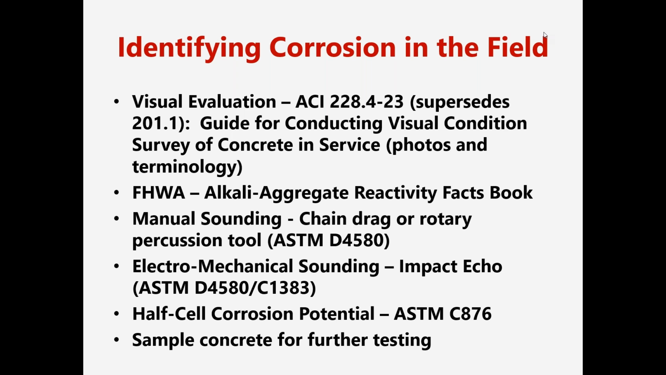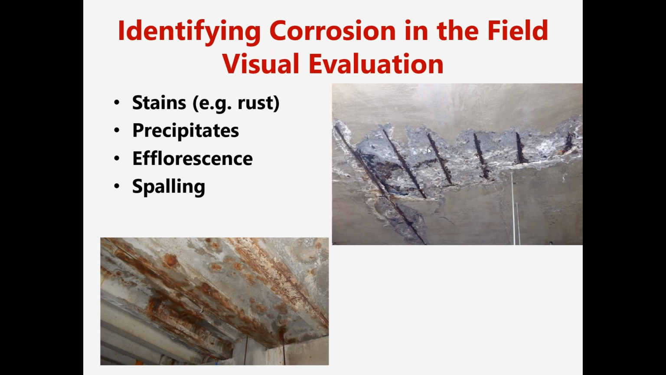Half cell corrosion potential, ASTM C876, which I'll talk about shortly, helps us to figure out the probability of active corrosion at the time the test is being done. And then obviously we can sample the concrete for various chlorides, water soluble and acid soluble chlorides, which I'll talk about shortly also. So just a couple of visual photos.